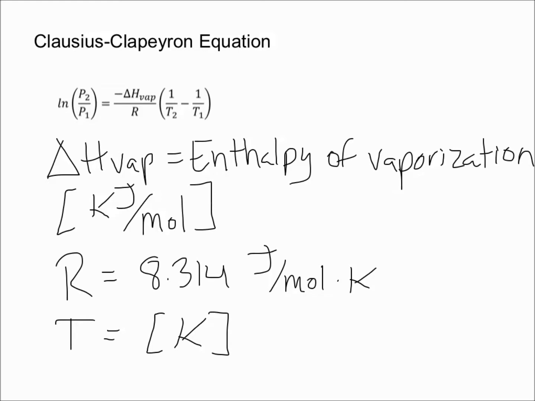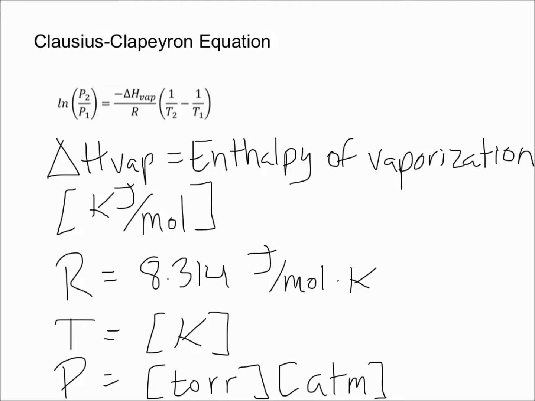And finally, the last factor is pressure, as in P, and the unit doesn't really matter because as long as they're the same for P2 and P1, they should cancel each other out. So it could be in torr or in atmosphere, whichever works, or any other unit you get, as long as the unit of P1 is equal to that of P2. That is the unit, not the value, of course.